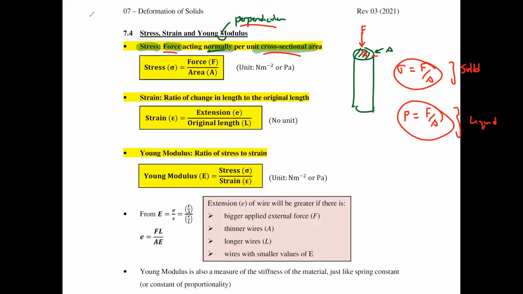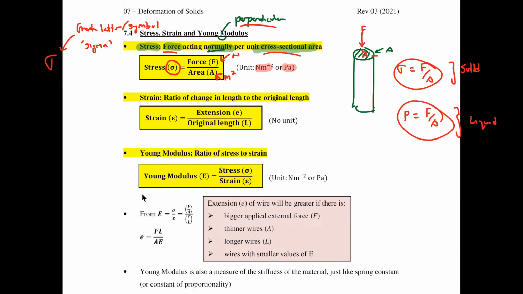The unit of stress would just be Newton per meter square, or Pascal, because you know that force has unit of N and area has unit of meter square. That is stress. Now this symbol here is the symbol for stress. It is the Greek letter sigma. The sigma symbol is normally used to denote stress.